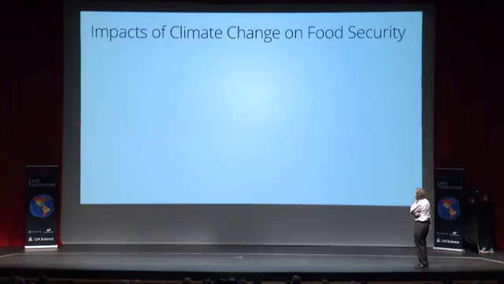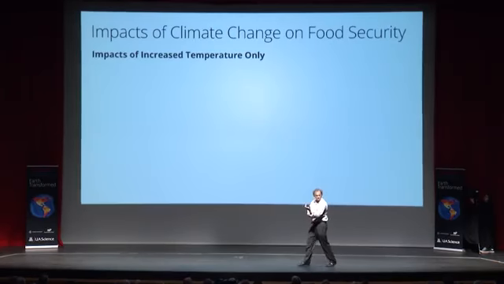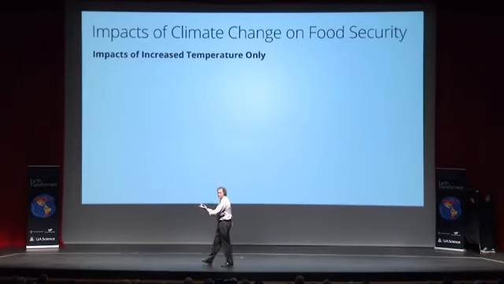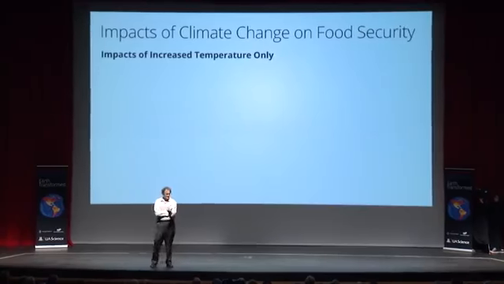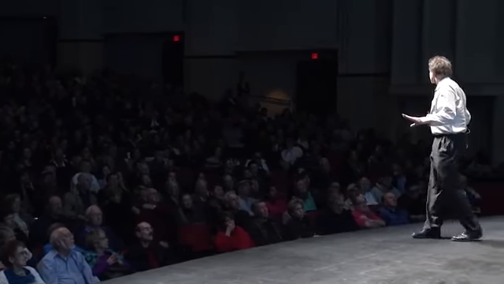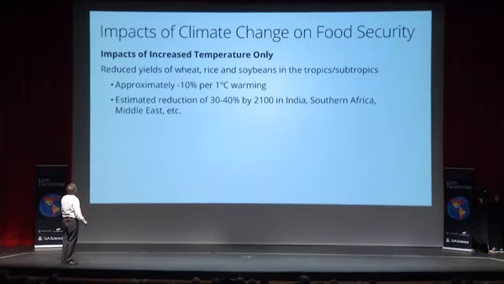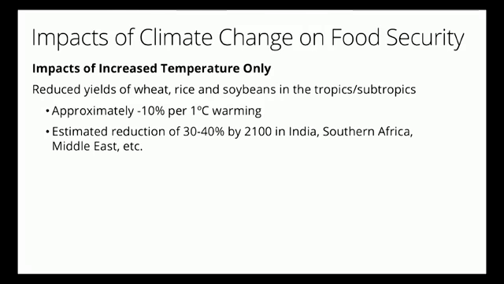Here we go. So impacts of temperature. 3 to 4 degrees C increase, minimum reduction of 10% per degree C. End of this century, how much reduction do we have? 3 to 4 degrees, 10% per degree, 30 to 40%, right? Under optimal conditions, no water limitations, no nutrient limitations. Okay, so reduced yields of wheat, rice, and soybeans in the tropics, should be maize there too. Approximately 10% per degree C, and that gives you a 30 to 40% decrease in 2100 in India, Southern Africa, the Middle East, anywhere in the subtropics between 35 degrees north and south latitude.